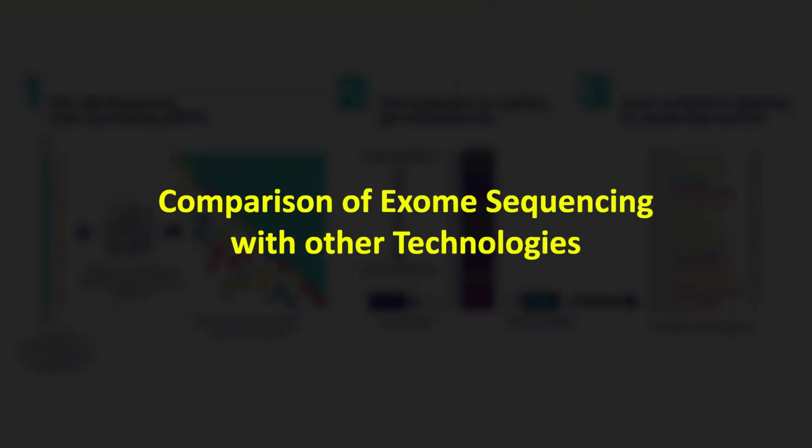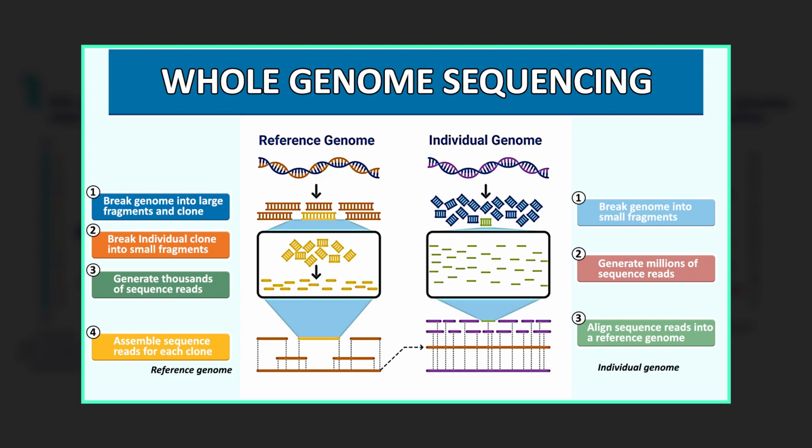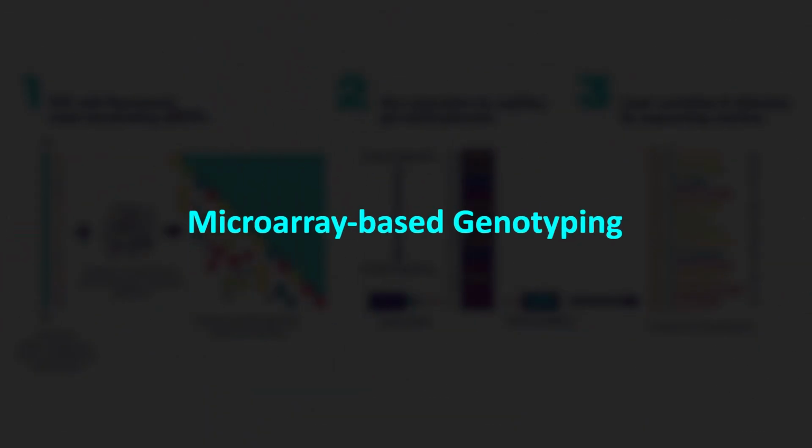Dear students, let's now do the comparison of exome sequencing with other technologies. There are multiple technologies available that identify genetic variants. Each technology has advantages and disadvantages in terms of technical and financial factors. Two such technologies are microarrays and whole genome sequencing. Let's first discuss the first one, that is the microarray based genotyping.